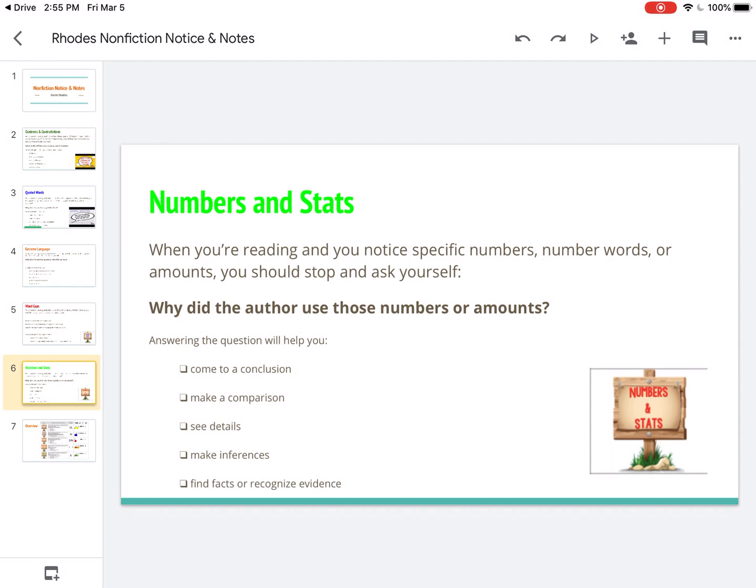Another strategy is numbers and stats or statistics. So when you're reading and you notice numbers or number words or amounts, you always need to stop and ask, why did the author use those numbers or amounts? So if you ask yourself these questions, you should be able to come to a conclusion, maybe make a comparison, look up details, make inferences, and find facts or recognize evidence.